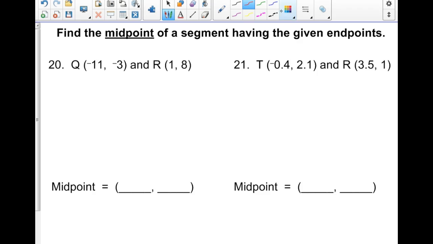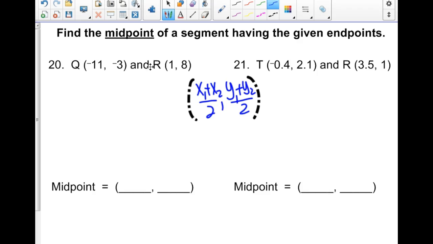Find the midpoint of the segment. The midpoint formula says take your x's. I'll write down the formula. First, I'm going to get a pen that doesn't make dashed lines. You take your x's, x1 plus x2 divided by 2, y1 plus y2 divided by 2. Students will have this on their formula sheet.